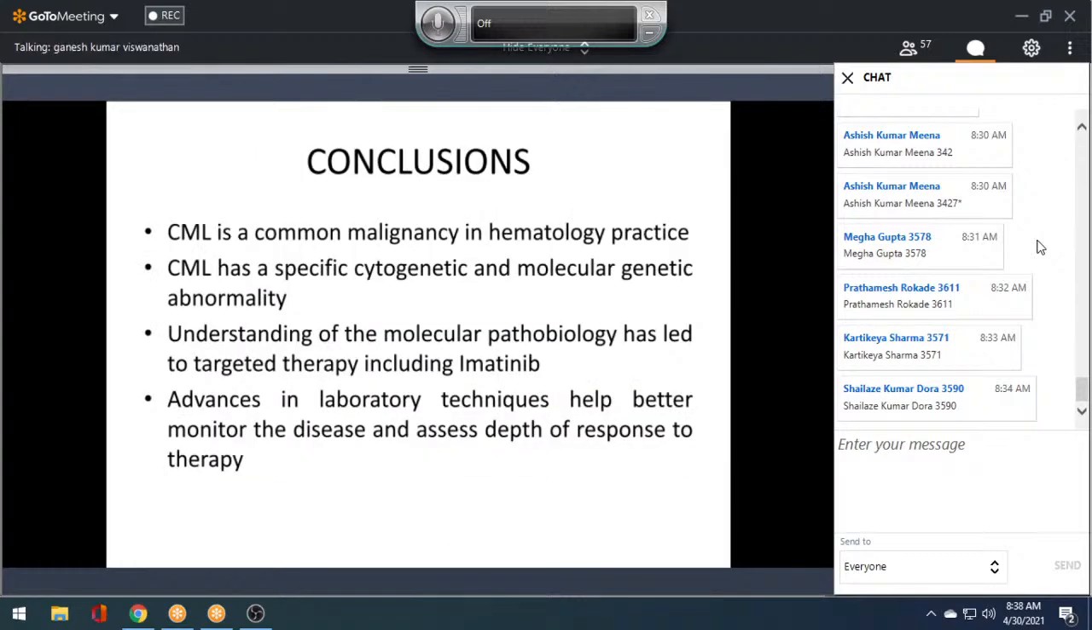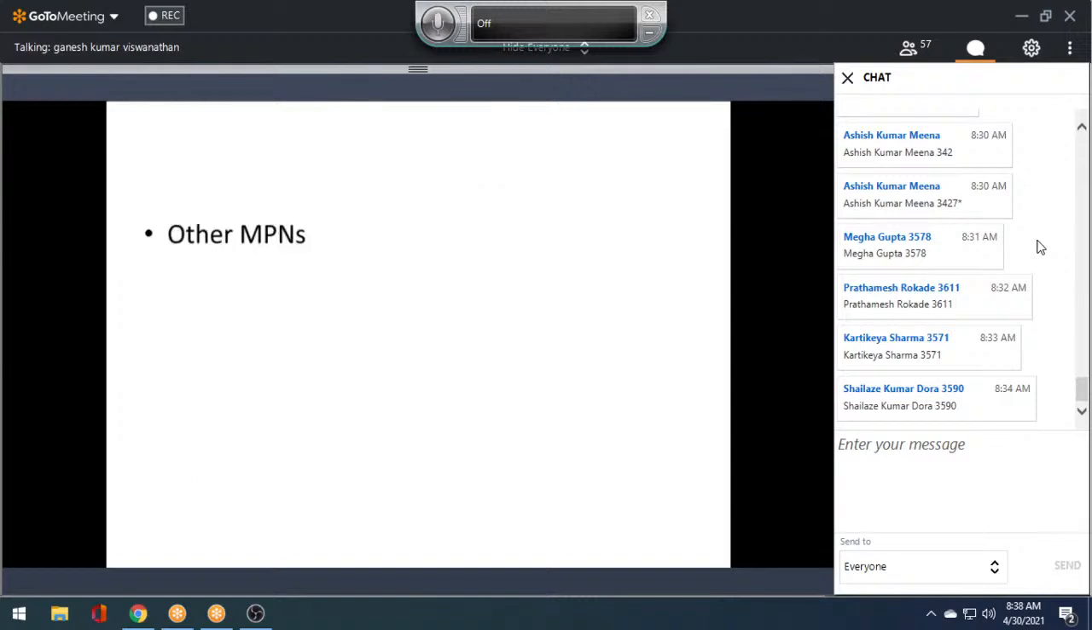So, coming to the conclusion, it is a common malignancy seen in hematology practice. It is important because it has a specific cytogenetic and molecular genetic abnormality, which helps in diagnosing the disease and even following up the disease. Because we understand the molecular basis of the disease, it has led to targeted therapy, the example being imatinib. Advances in laboratory testing also help us understand the disease after treatment, to assess how well the treatment has worked.